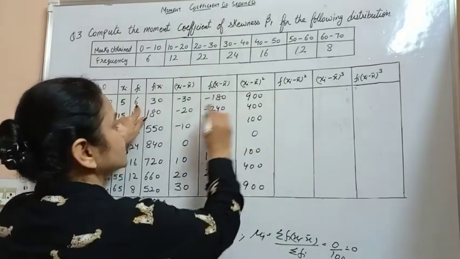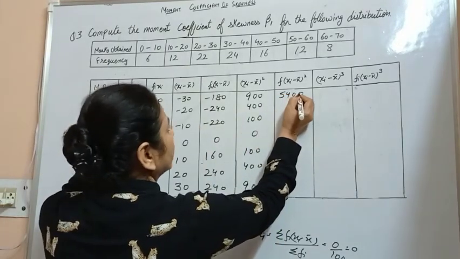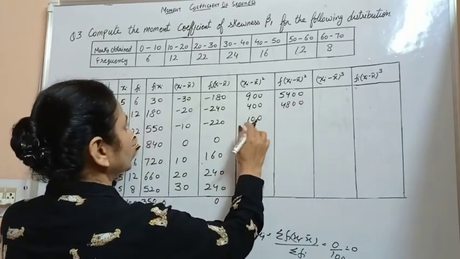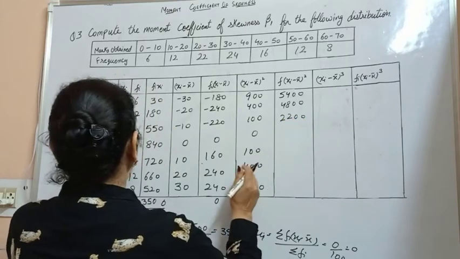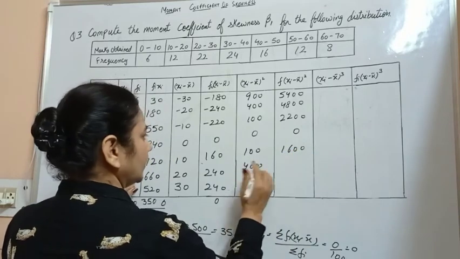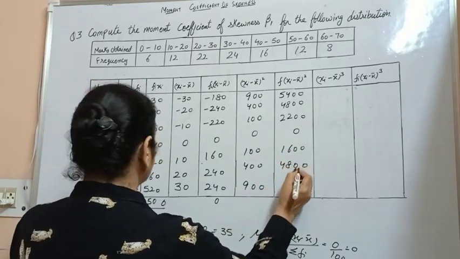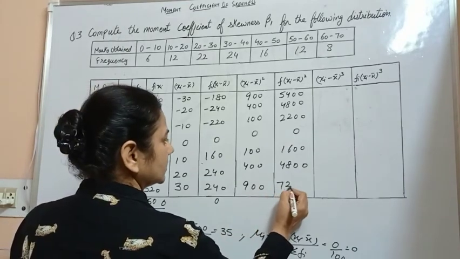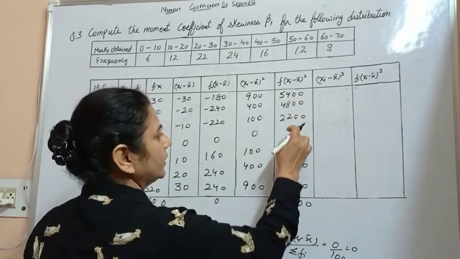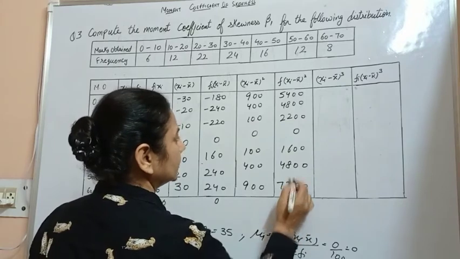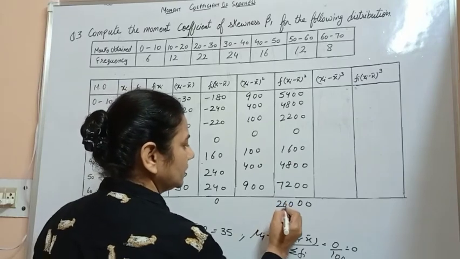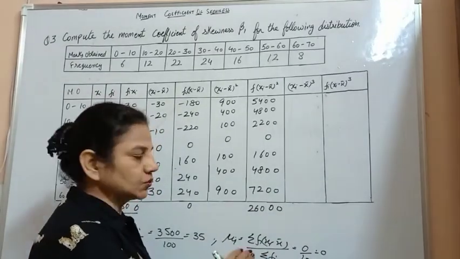So frequency is 6. 6 into 900 is 5400. 12 into 400 is 4800. 22 into 100 is 2200. 24 into 0 is 0. 16 into 100 is 1600. 12 into 400 is 4800. Then 8 into 900 is 7200. Add all of this and it gives 26,000. Our second central moment sum is 26,000.